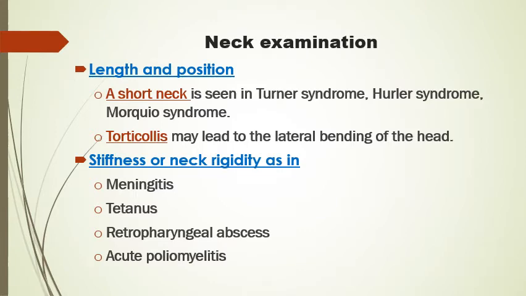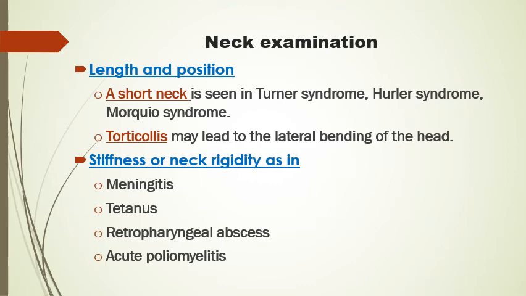Neck examination. On examining the neck, I look for a short neck, which is seen in syndromes like Turner syndrome, Hurler syndrome, Morquio syndrome. Turner syndrome is a genetic disorder of females who lack one of the X chromosomes. Hurler syndrome and Morquio syndrome are part of the mucopolysaccharide syndromes, which are due to accumulation of mucopolysaccharide in the cells, leading to Hurler or Morquio-like features.